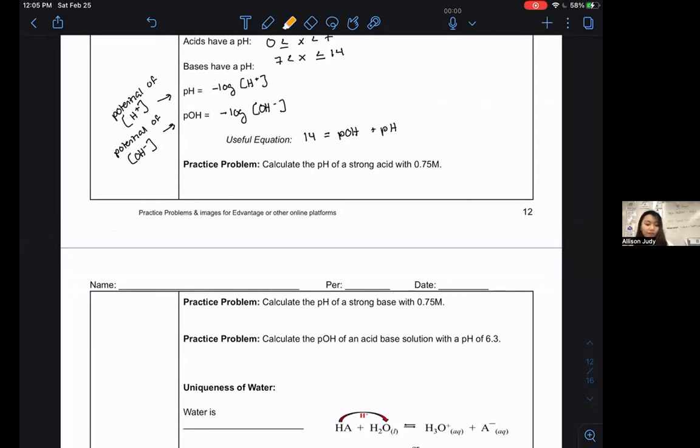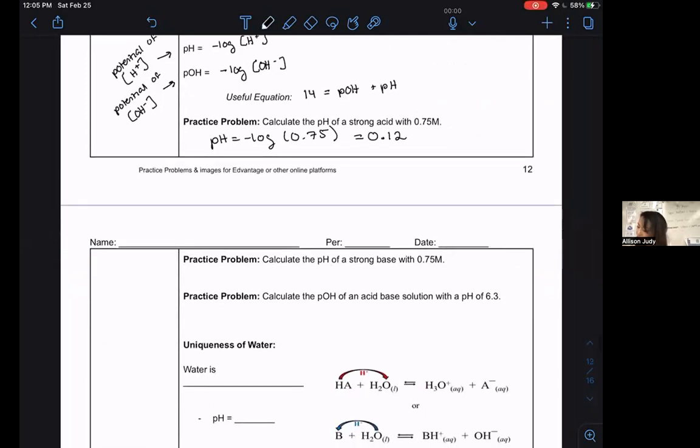All right, so hopefully you tried these problems. You should have gotten for the first one that the pH of a strong acid with a 0.75 molarity concentration would be equal to negative log of 0.75. And that would give us a value of 0.12. Okay, how about for the next problem?